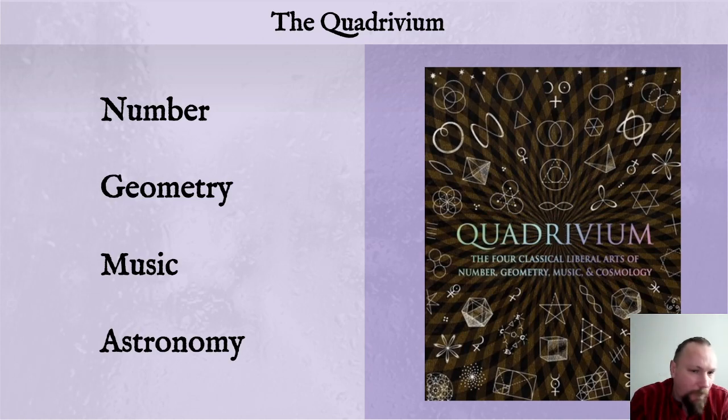So an excellent book on the quadrivium is simply called Quadrivium, and it comes from the same Wooden Books publisher that the Trivium was created by. It's a beautiful book. I'm going to show a few pages from this book within this talk as well to illustrate a few things. So that was number. Moving on to geometry.